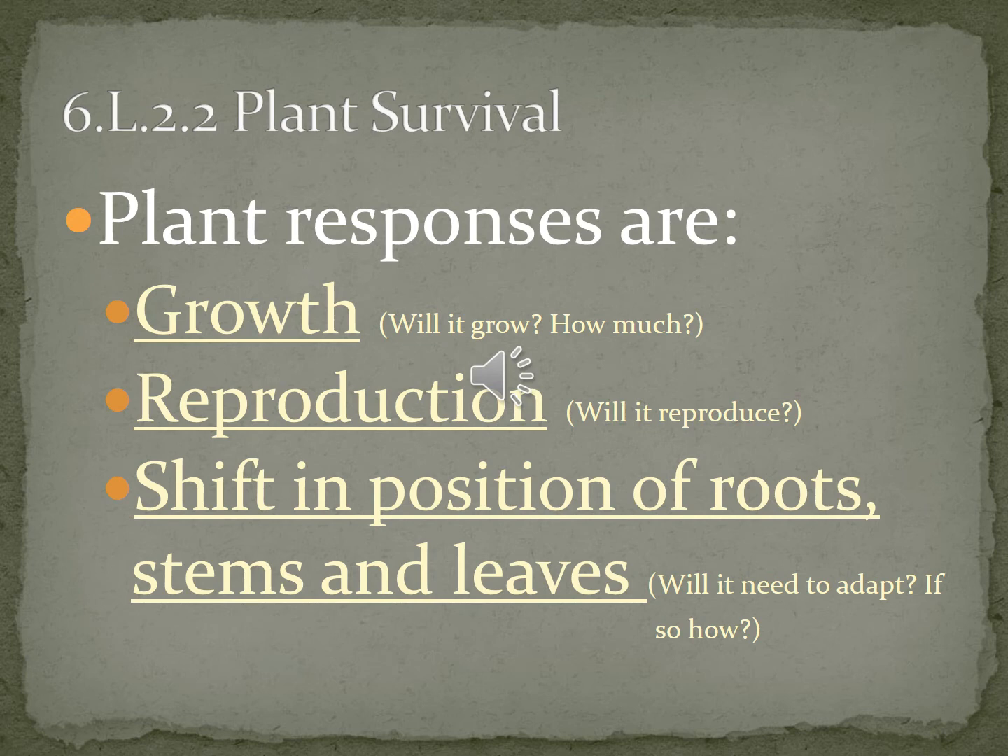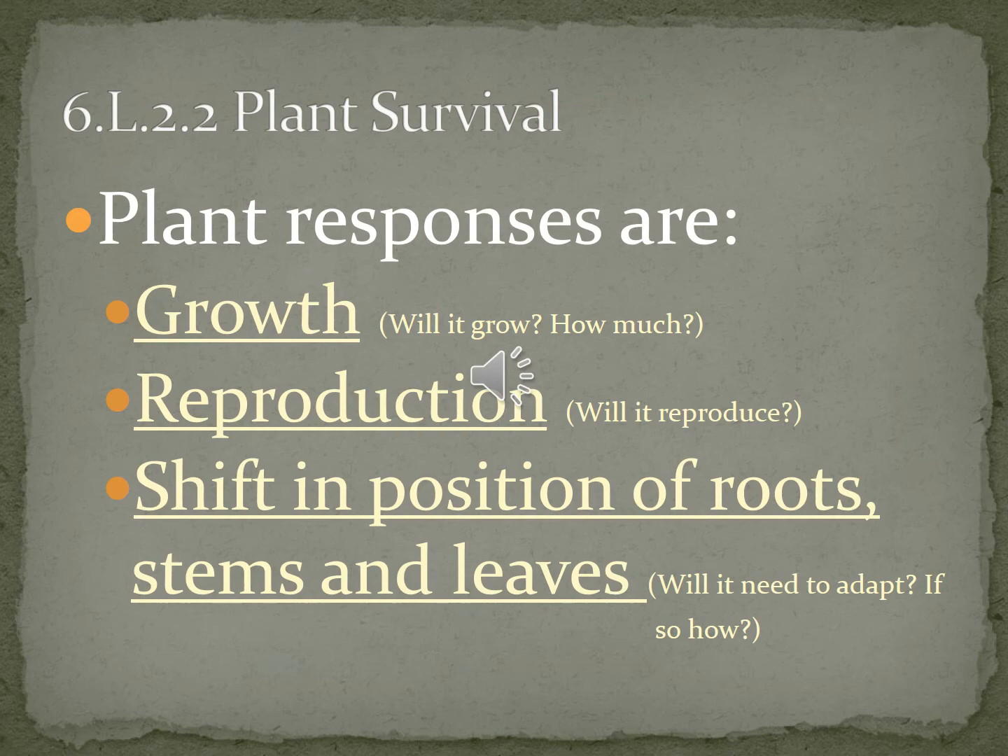Shift in position of roots, stems, and leaves. We're going to actually talk about that in the next few slides. So what does shift in position of root, stem, and leaves mean? It means how will the plant adapt? For example, will the plant move to the left or move to the right if it needs more sunlight?